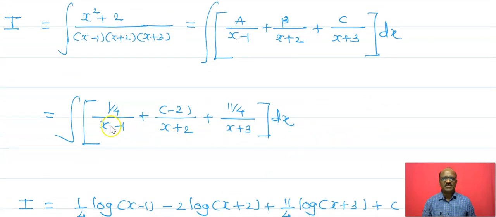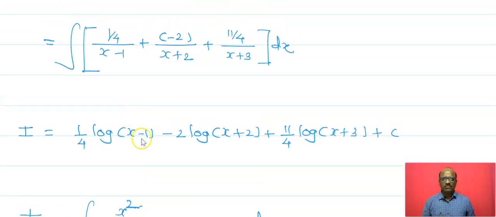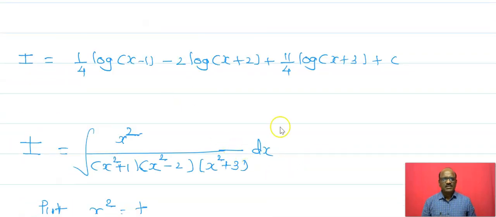Now integrate this. That is integral of 1 by 4 upon x minus 1 plus minus 2 upon x plus 2 plus 11 by 4 upon x plus 3. Now what is the integral? It is 1 by 4 log of x minus 1 minus 2 log of x plus 2 plus 11 by 4 log of x plus 3 plus c. In this way, we have completed the problem number 1.